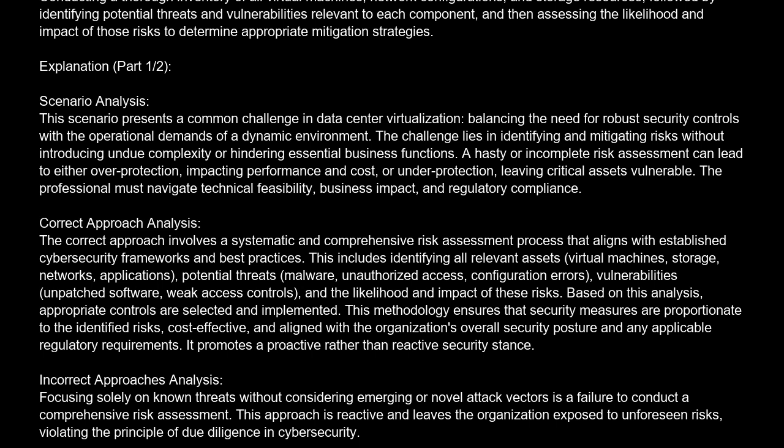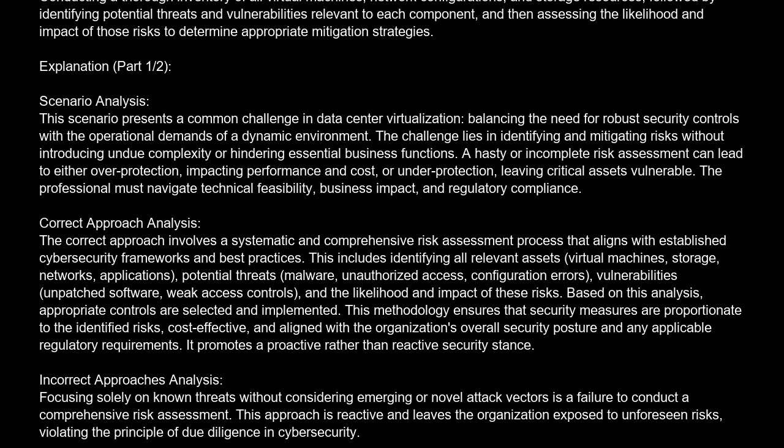This scenario presents a common challenge in data center virtualization, balancing the need for robust security controls with the operational demands of a dynamic environment. The challenge lies in identifying and mitigating risks without introducing undue complexity or hindering essential business functions. A hasty or incomplete risk assessment can lead to either overprotection, impacting performance and cost, or underprotection, leaving critical assets vulnerable. The professional must navigate technical feasibility, business impact, and regulatory compliance.